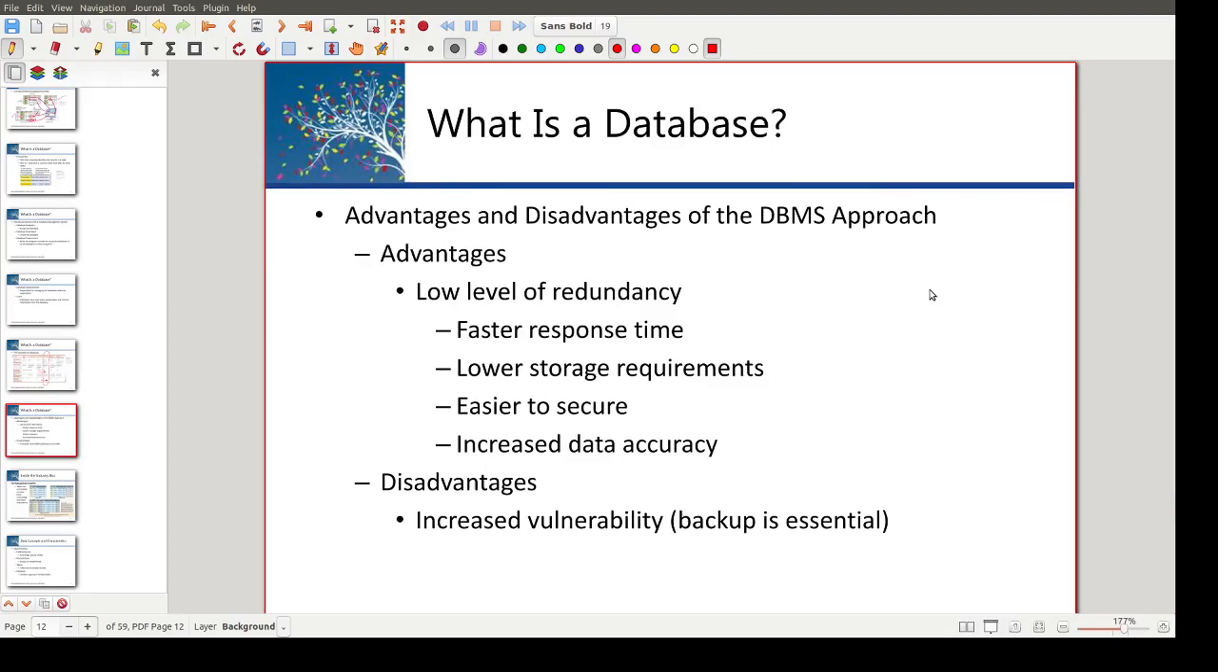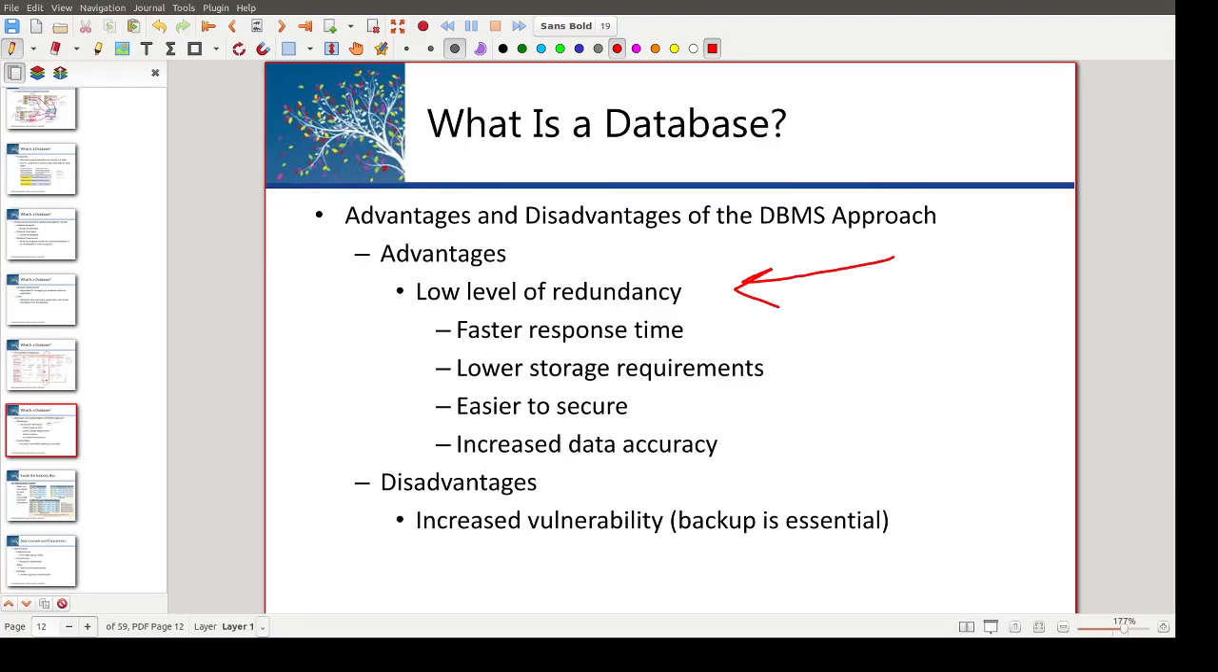So what are the advantages of using databases? It allows a low level of redundancy. What does redundancy mean? Redundancy means you are repeating things many times. If you design your database carefully, you will reach a low level of redundancy. You don't have much redundancy.